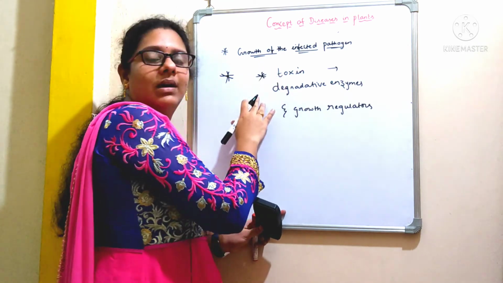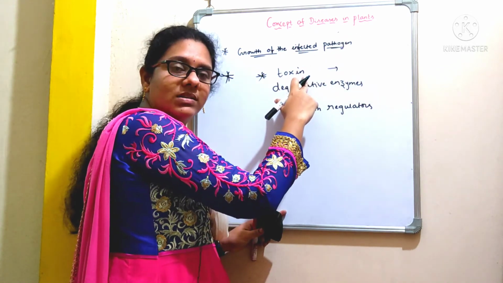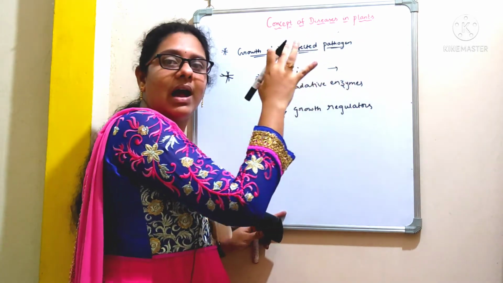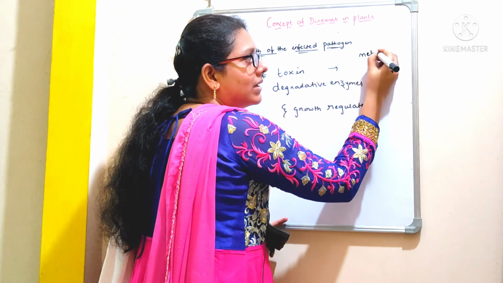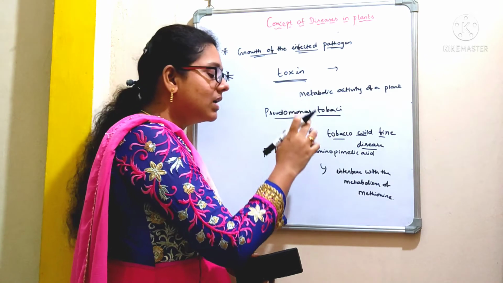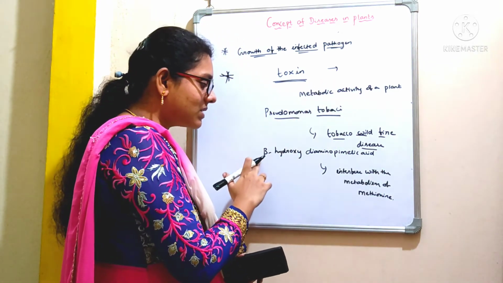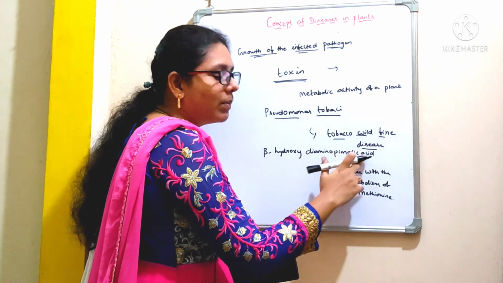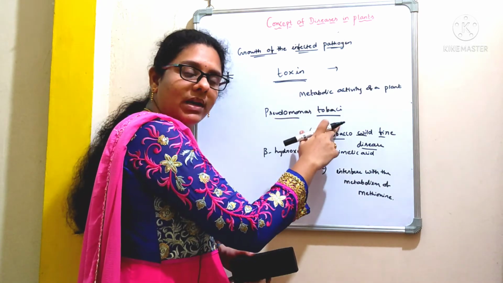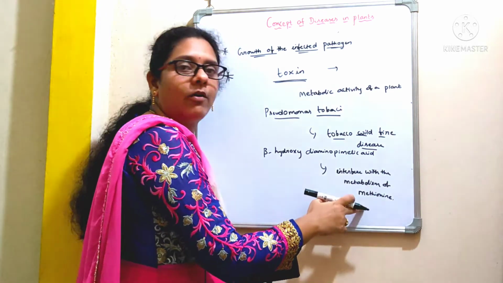Coming to the toxins, these plant pathogens which are capable of producing toxins, after the release of these toxins into a plant system, are going to alter the metabolic activity of a plant. Best example is Pseudomonas tabaci. This organism causes tobacco wildfire disease by releasing a toxin called beta-hydroxydiaminopimelic acid. So once this toxin is released by Pseudomonas tabaci, what happens? This toxin is going to interfere with the metabolism of methionine.